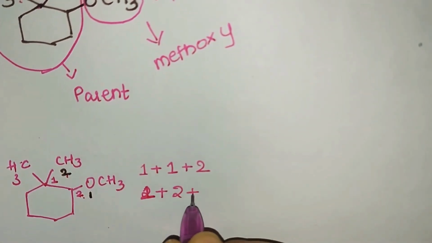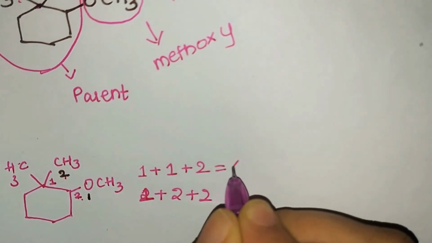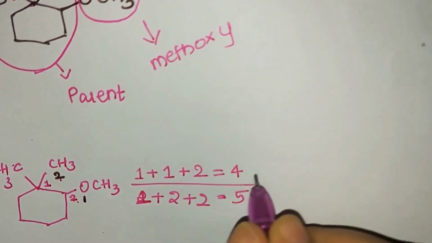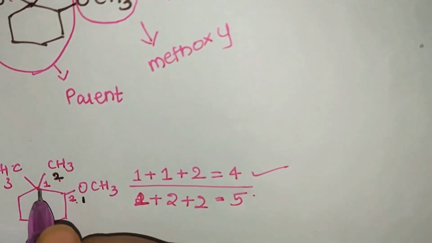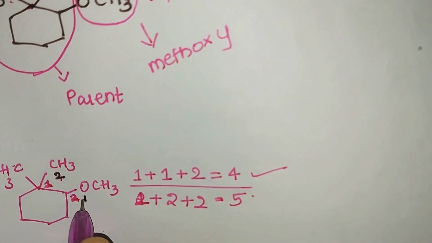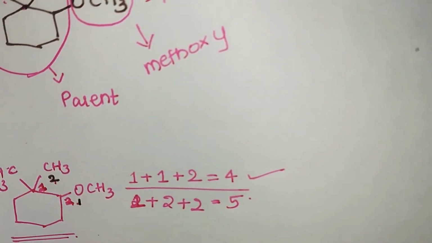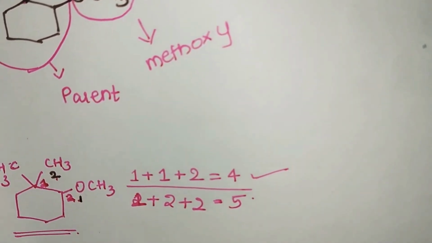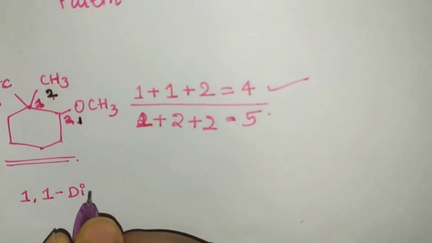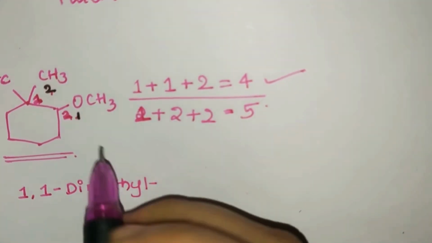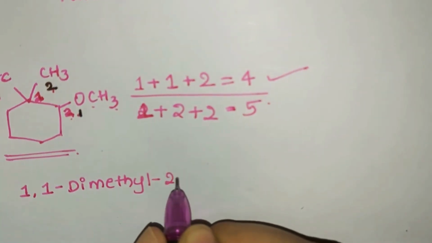So what will be the total sum we get? In clockwise it is 4, in anti-clockwise it is 5. So in which direction do you get the lowest number? You get the lowest number in the clockwise direction. So we'll consider the lowest numbering. So on the first carbon atom you are having which group? Methyl group, 2 methyl groups. And on the second carbon atom you are having 1 methoxy group. So the IUPAC name here will be 1,1-dimethyl-2-methoxy.